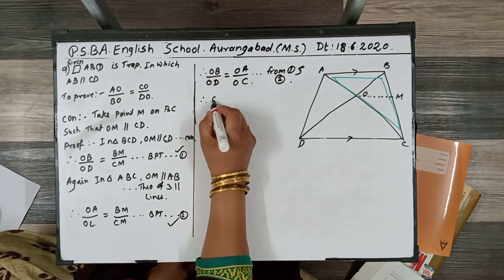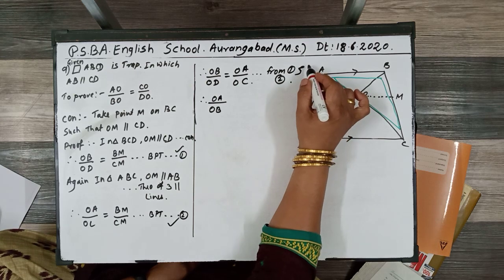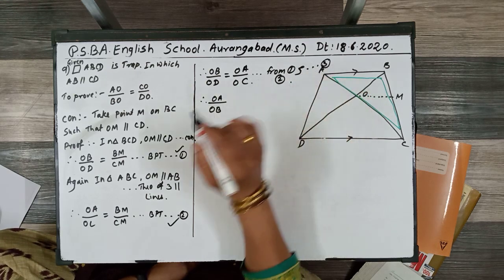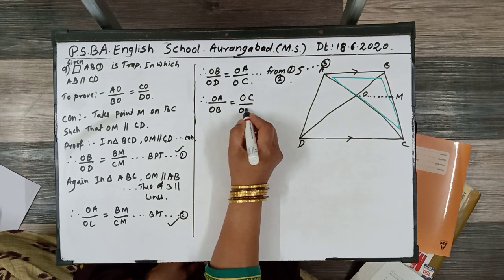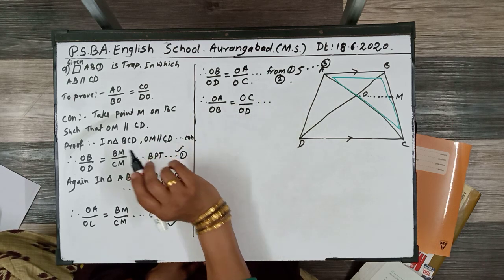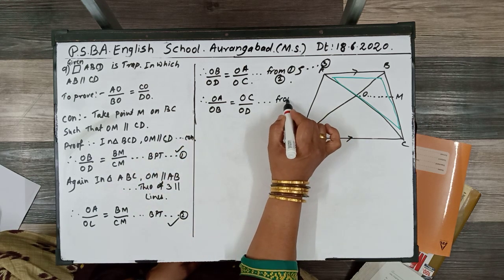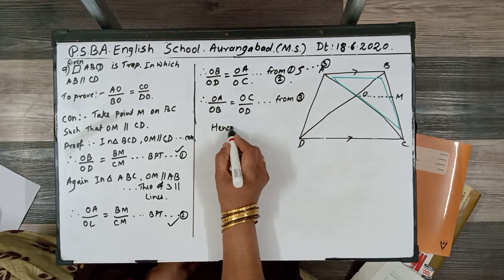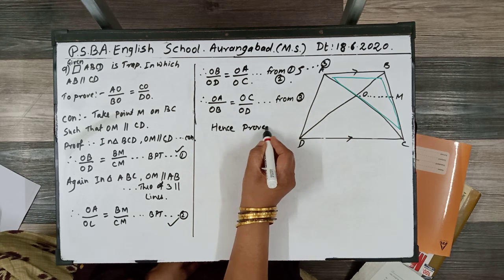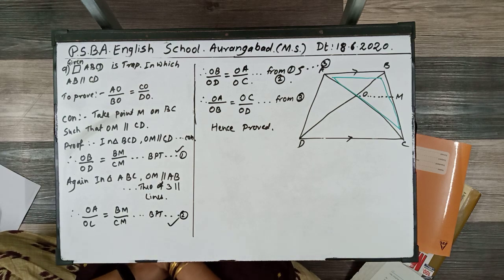Here you give this statement as 3. OA upon OB will be equal to OC upon OD. That day only we have proved this. On the last page of your classwork you have that, from 3. Hence proved. Correct? So we have proved this. Is it clear? Yes. So write it down.